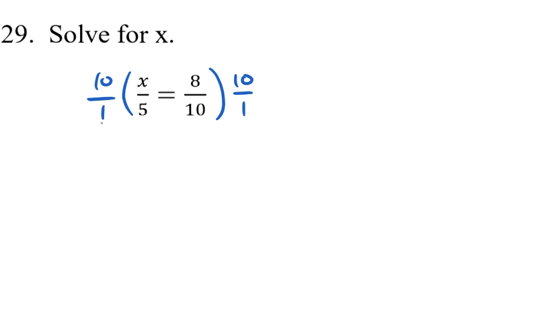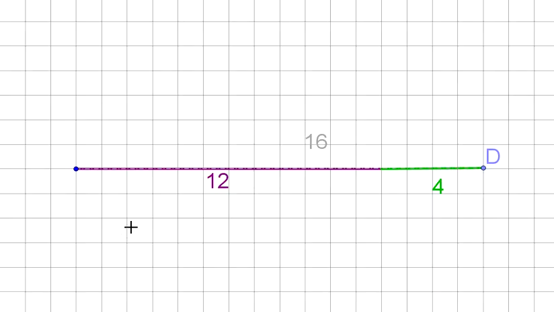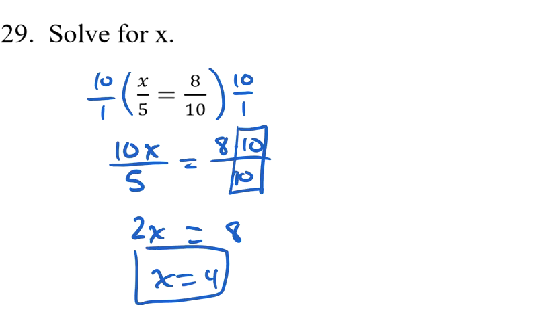If I multiply both sides by 10, on the left hand side I have 10x over 5, and on the right hand side I have 8 times 10 over 10. I think you'll recognize this is just a giant 1, so I'm left with only 8 on this side. And on the other side, 10 divided by 5 is 2. I have 2x there. So if I divide by 2, I get that x is 4. And I can put 4 in, and yeah, 4/5 is equivalent to 8/10.